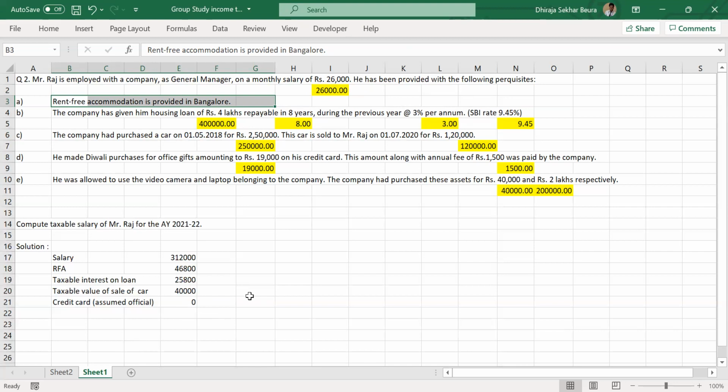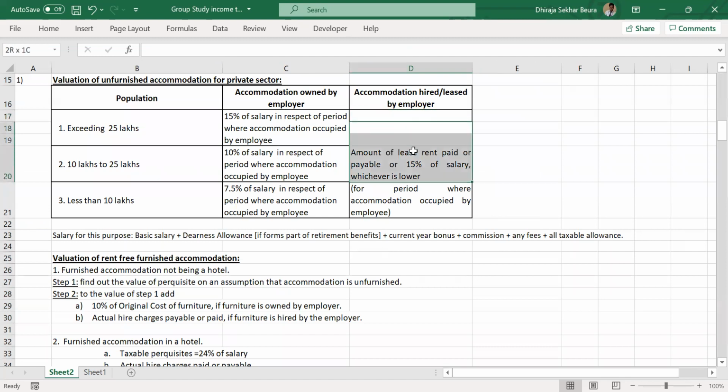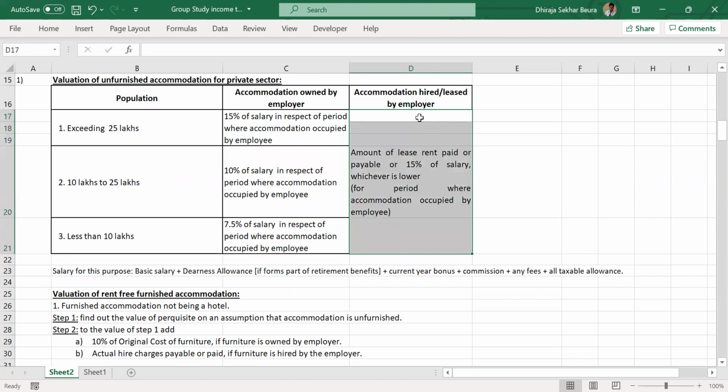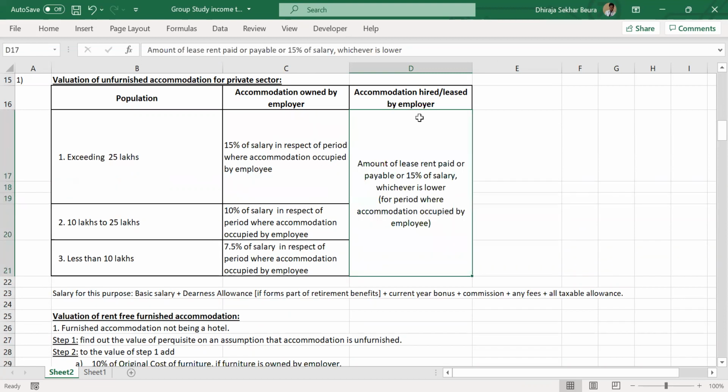When they are telling leased, 10 to 25 they are getting the tax, but greater than 25 lakhs, why are they not asking for tax? They should actually, right? That's correct. It's my mistake. While copy pasting, this was supposed to be merged together. So it is like this. For the second category, you don't have to see the population at all. Makes sense, right?